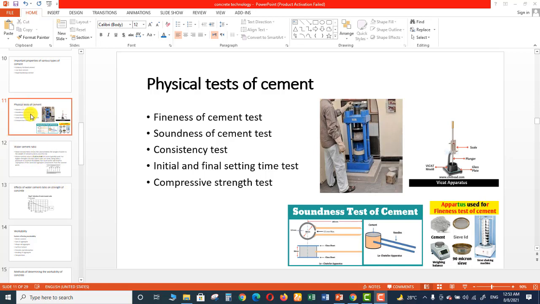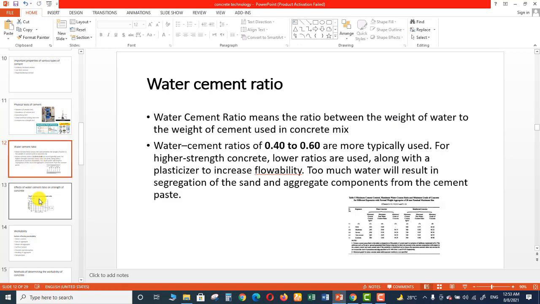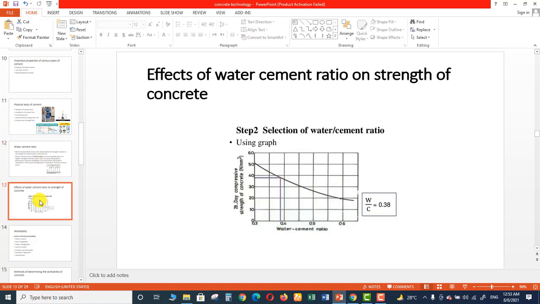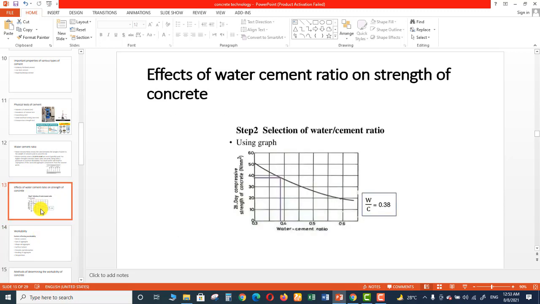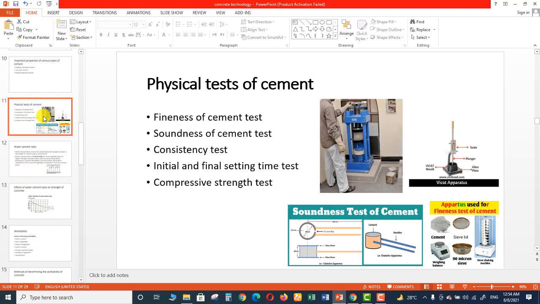In today's video we are going to discuss the different testing methods, physical testing methods of cement, and along with that we will also discuss the water cement ratio and what are the effects of water cement ratio on the strength of concrete, and then we will discuss workability. So let's start with the physical tests for cement.